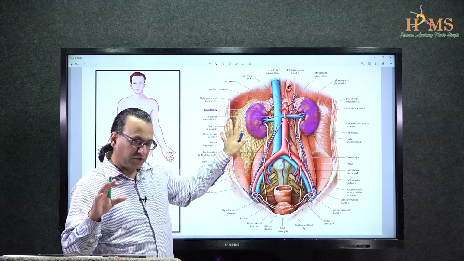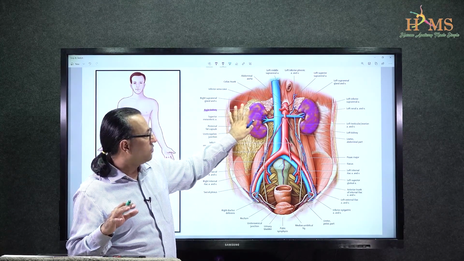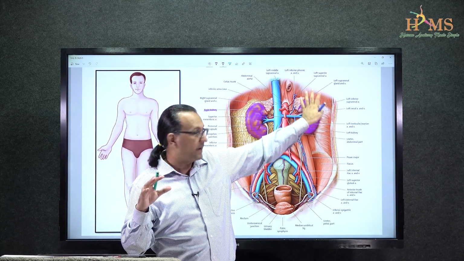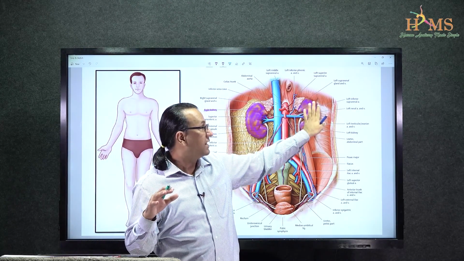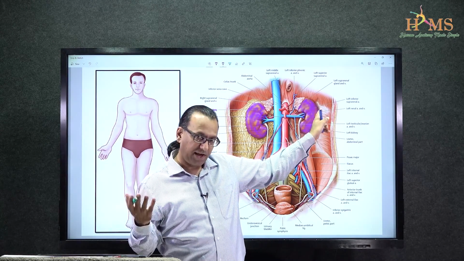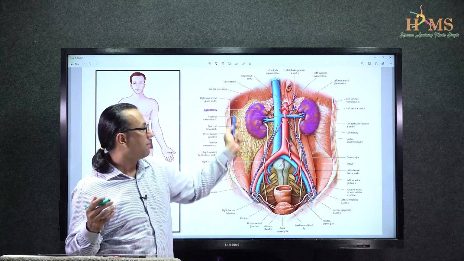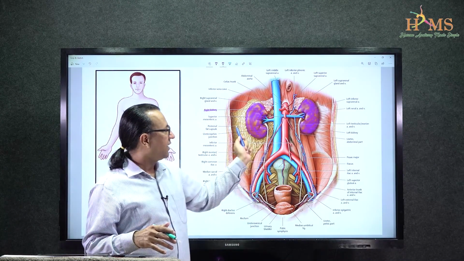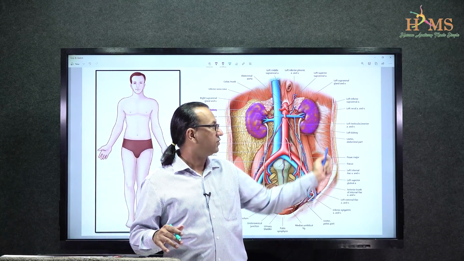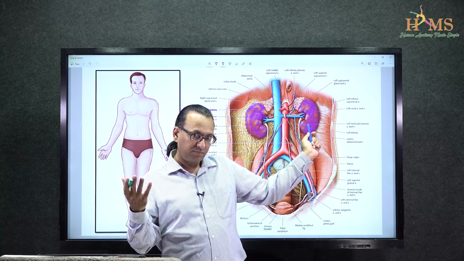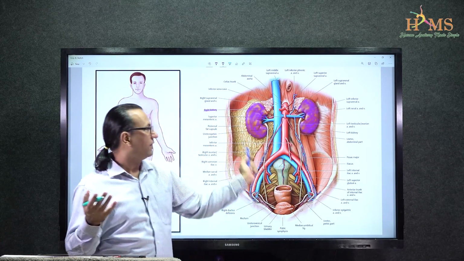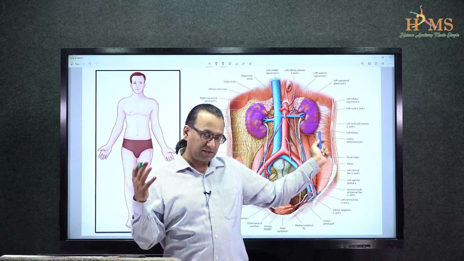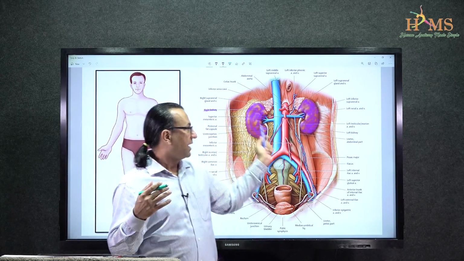The liver relates with the right kidney, and then you have removed the stomach from here. The fundus of stomach relates with the left kidney. So left kidney will have a gastric area and the right kidney will have a hepatic area anteriorly. And there will be ascending colon, transverse colon, descending colon related to the kidneys. Of course, the right colic flexure with the right kidney, left colic flexure with the left kidney. Plus, there will be the pancreas.